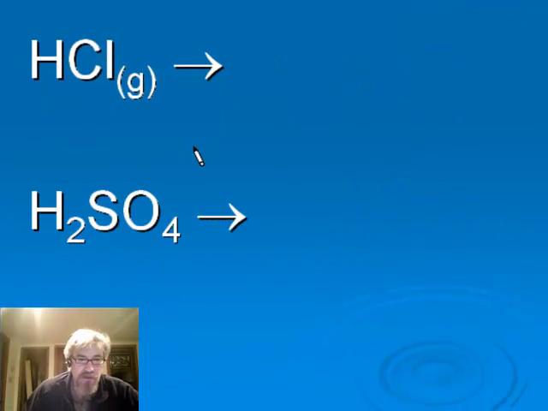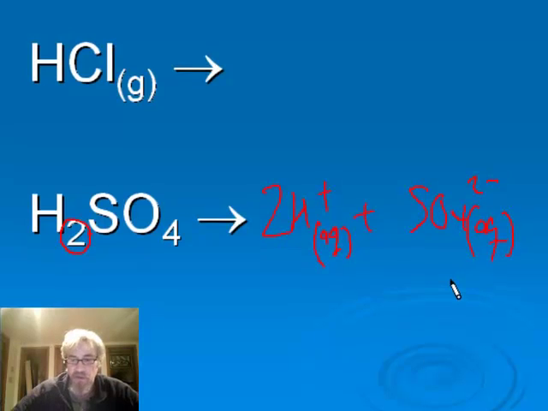Another famous strong acid is sulfuric acid, H2SO4. You notice that there's a subscript 2 behind the H, so what's going to happen when this ionizes is I'll get 2 H+ ions, and I'll get an SO4 2- ion. These are aqueous ions in solution. They didn't exist before, now they do. So that strong acid is an electrolyte.